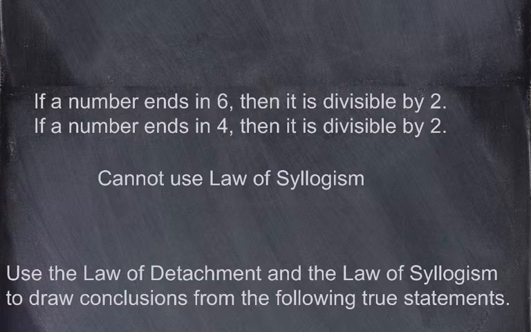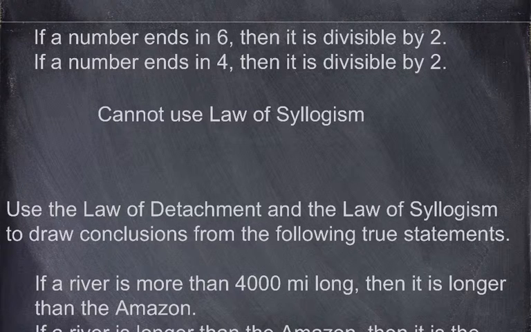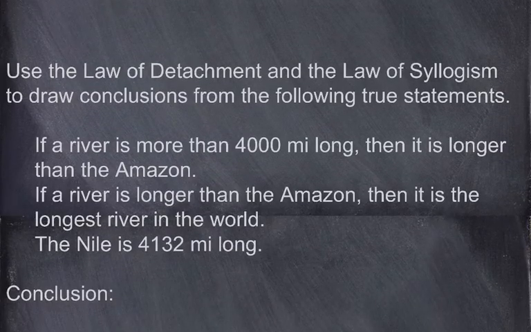Now sometimes the sentences will be out of order, and so it won't be nicely set up for you, but if you can rearrange them to where a hypothesis and a conclusion will actually cancel each other out, then you can still technically use the law of syllogism. So they don't necessarily have to be in the exact order as we've been doing them. Okay? Now here it wants us to use a combo. Use the law of detachment and the law of syllogism to draw conclusions from the following statements.